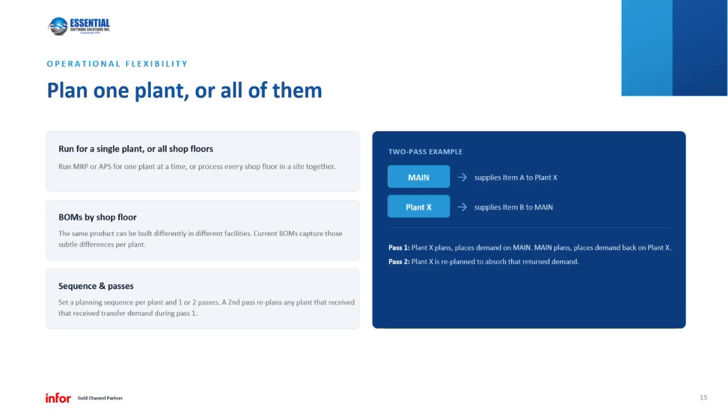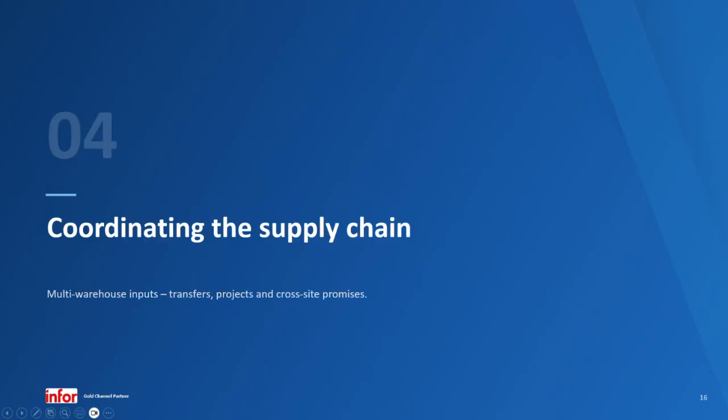There is a sequencing piece to consider as well. So you can set a planning sequence between your manufacturing plants and the number of passes that should occur. For instance, if you set your multi-shop floor up with 2 passes, after the first planning pass runs through the plants in sequence, there will be a second pass that runs through to consider any transferred demand that was generated during pass 1. So in that case, if there's any inventory movements between plants, that cross-plant demand will be fully resolved. So plans don't plan in isolation for multi-plant or multi-shop floor.